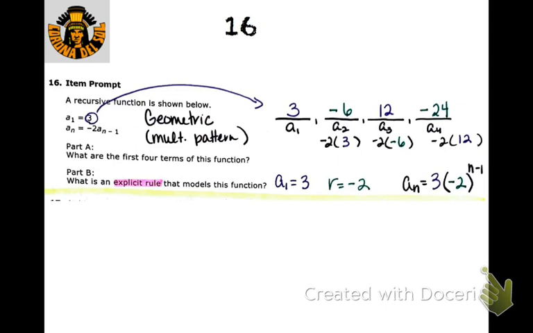All right, first 4 terms, you just plug in a 3, and you can tell from the form here that you're having to multiply by -2 to get the next number. So each time you multiply by -2, and you can see how we get those numbers, the first 4 terms. What's the explicit rule? You just follow the formula. So the first term is 3, the common ratio is -2, and then we raise it to the n minus 1.